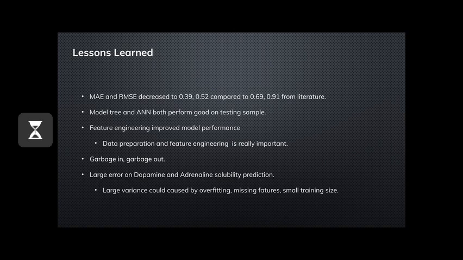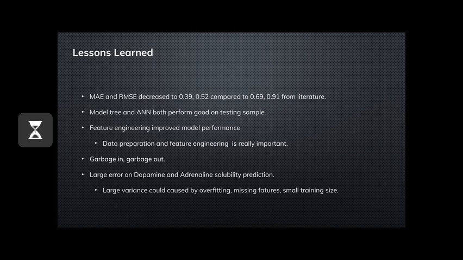And the final point is the large error on the dopamine and adrenaline solubility. This has many possibilities. As I mentioned, maybe the missing features, for example, the amine group, or maybe the small training size, because the whole data set only contains a little more than 1,000 observations. Maybe if we use 10,000 or 50,000, the model will perform much better.